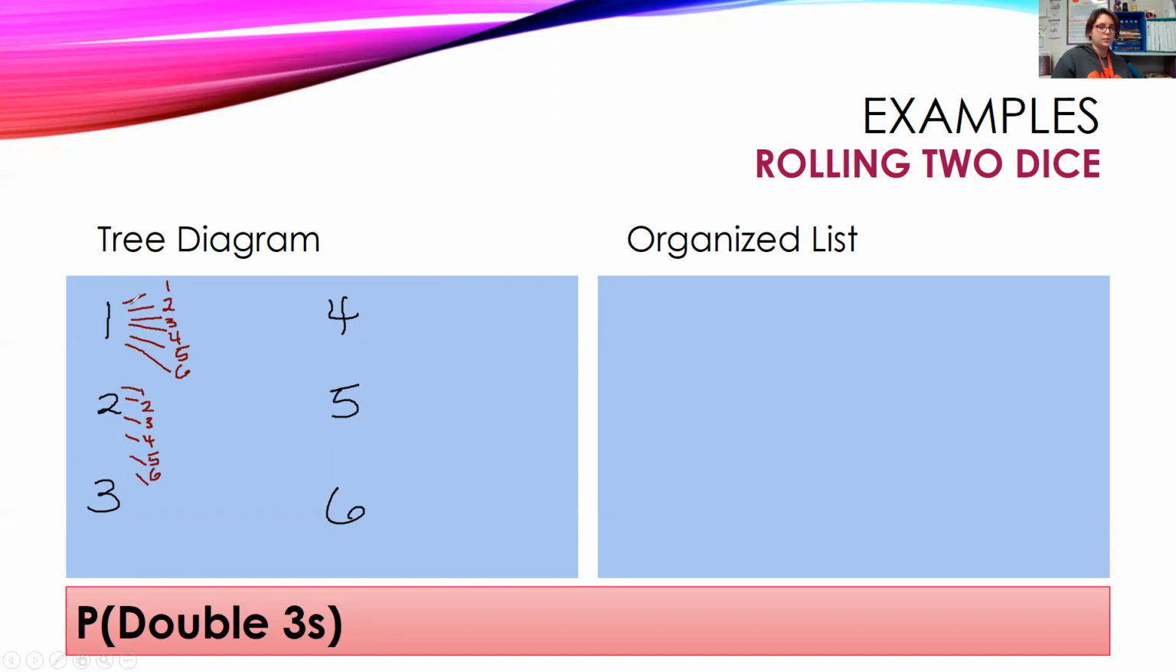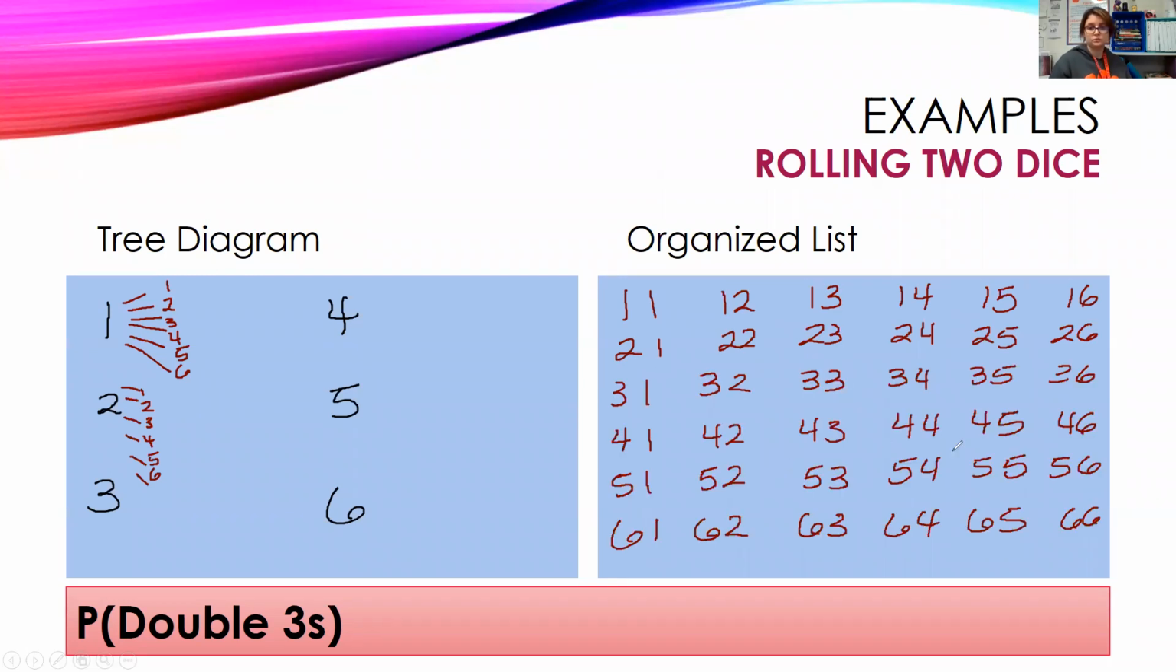So I know I'm going to pair 1 with 1, 1 with 2, 1 with 3, 1 with 4, 1 with 5, 1 with 6. And I'm going to pair 2 and 1, 2 and 2, 2 and 3, 4, 5, 6, and so on throughout all my numbers. Okay, so you saw it skip forward so that I have all of my outcomes.